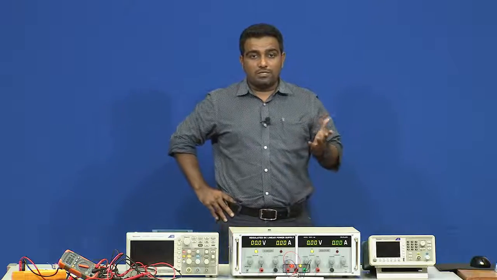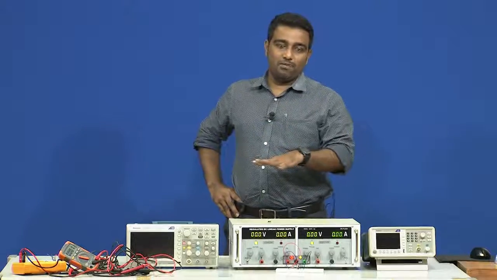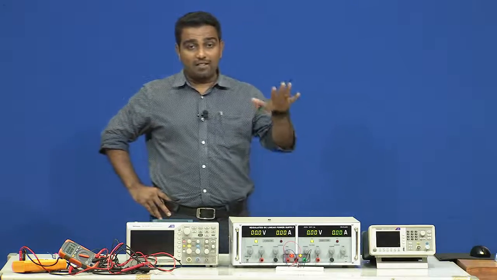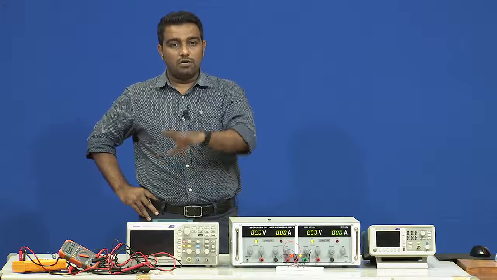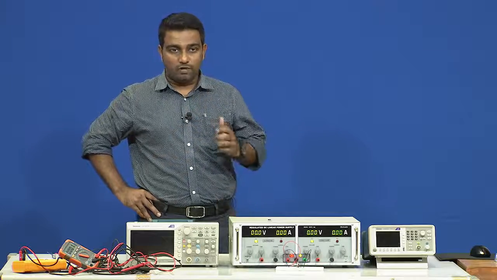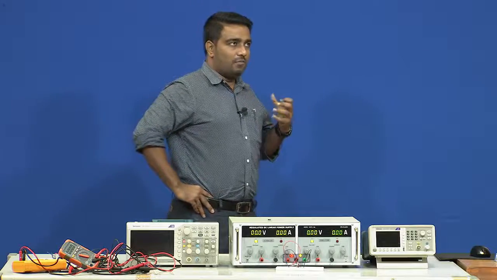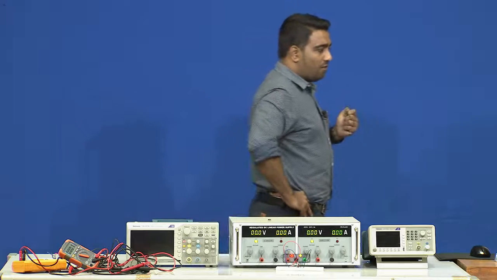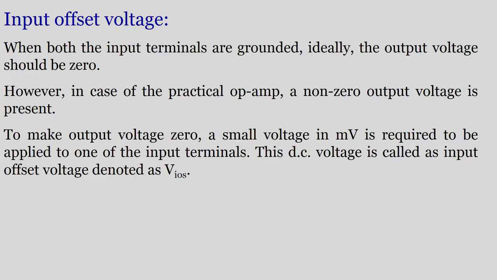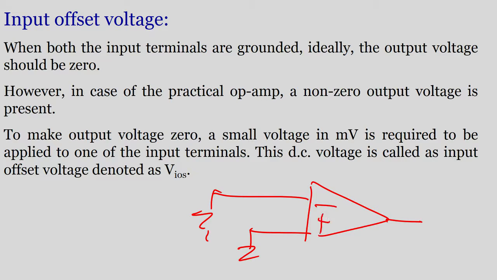So, if the output voltage is not 0, how we can make it 0? The voltage required at the input to make output voltage 0 is your offset voltage. This is what offset voltage means. Now, let us see on the screen what the definition is and how we can measure the output offset voltage. So, what we have seen, when both the input terminals are grounded, that means I take an operational amplifier and I ground both the input terminals.